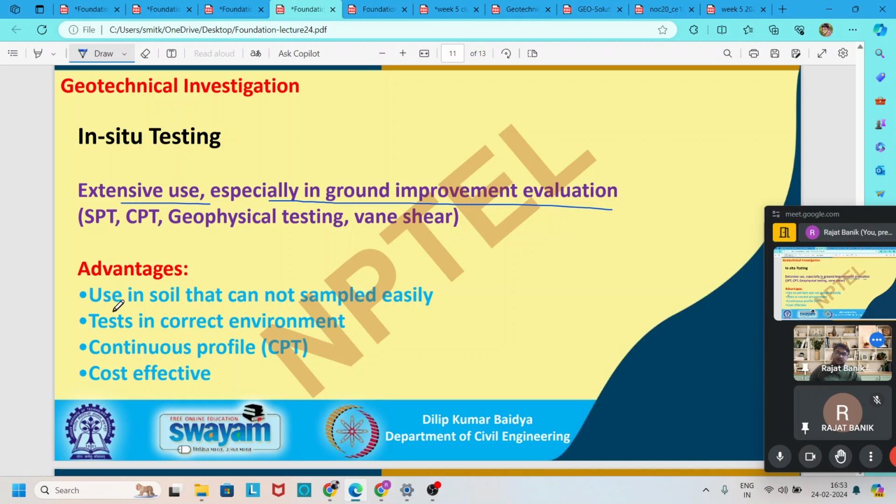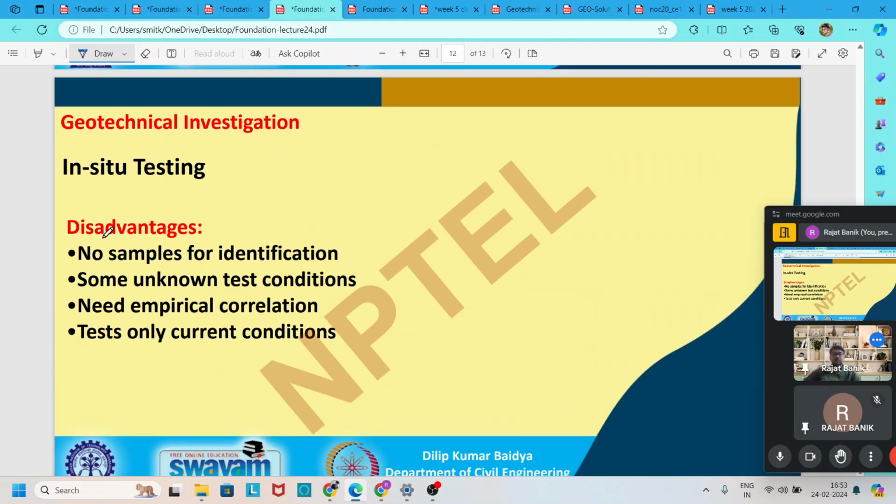Then there are the advantages and disadvantages of in situ testing. The advantage is that it can be used in soil that cannot be sampled easily. It tests in the correct environment, we can get a continuous profile by CPT, and it is also cost effective. The disadvantages are that there is no sample for identification, there are some unknown test conditions, it needs empirical correlation, and it tests only current conditions. So these are the disadvantages.